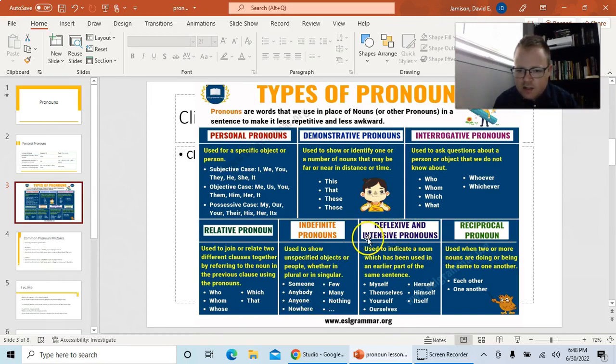Reflexive and intensive pronouns. So these are kind of ones that we've already been doing here. Used to indicate a noun which has been used in an earlier part of the same sentence. Yeah, so let's see.